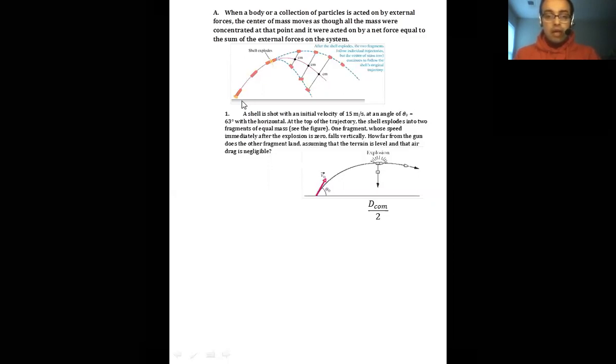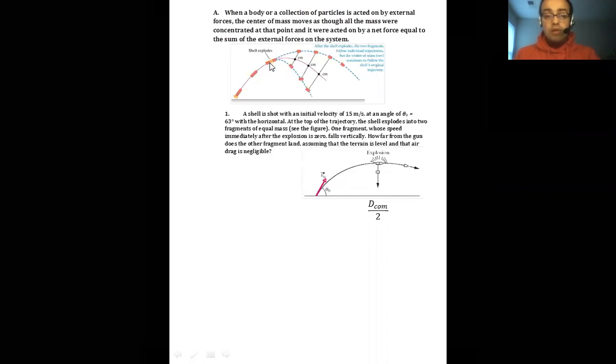So let's take an example where you have a shell which is fired with some initial velocity, and this shell bursts in two. And it bursts in two right at the apogee of flight, right at the very top of the trajectory. And part of that projectile falls straight down and lands. And then our question is, what happens to that other projectile?